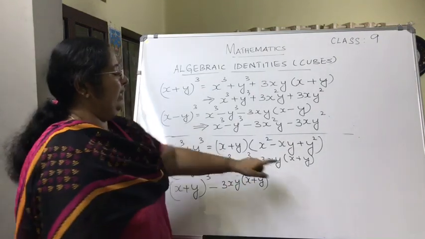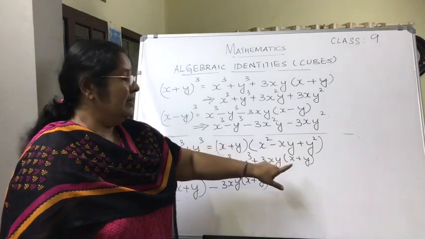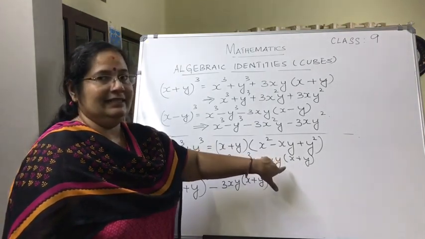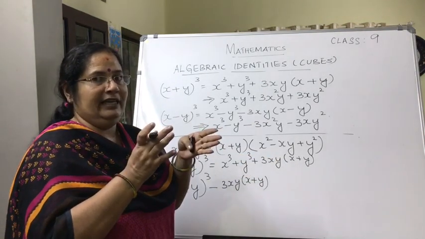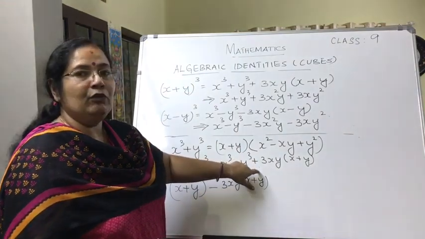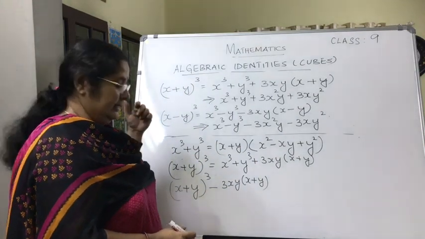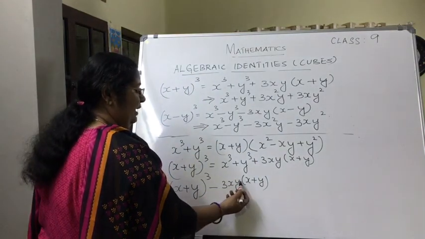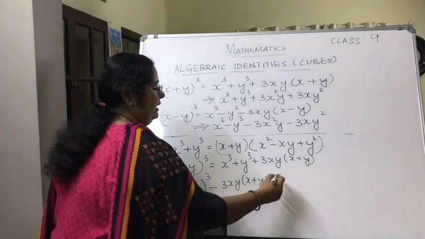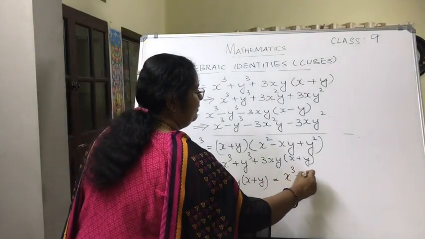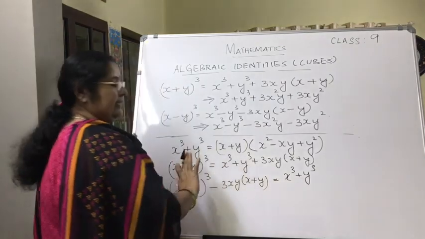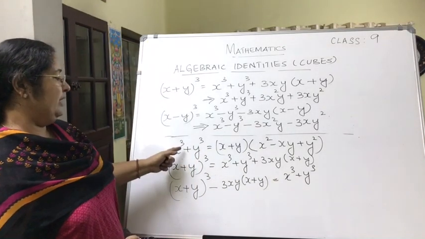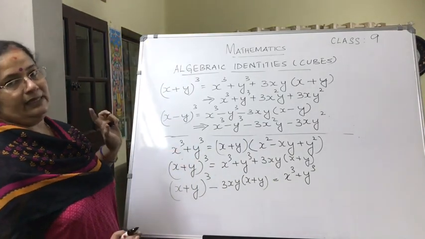See, you may wonder why this sign is not changing. Because this is a product, a single term only, so only this sign would change when you take it to the other side. Minus 3xy into x plus y will be equal to x cube plus y cube. That is, we are separating this x cube plus y cube because we have to arrive at this result.